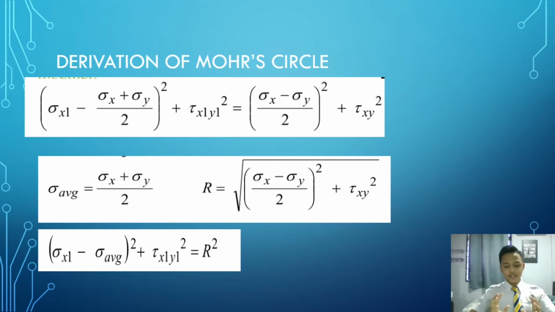After that, we substitute for sigma average and R to get an equation for a circle with center bracket sigma average comma 0 bracket and radius R. The equation is bracket sigma x1 minus sigma average bracket to the power of 2 plus tau x1y1 to the power of 2 equals R to the power of 2. Thank you. That's all from me.